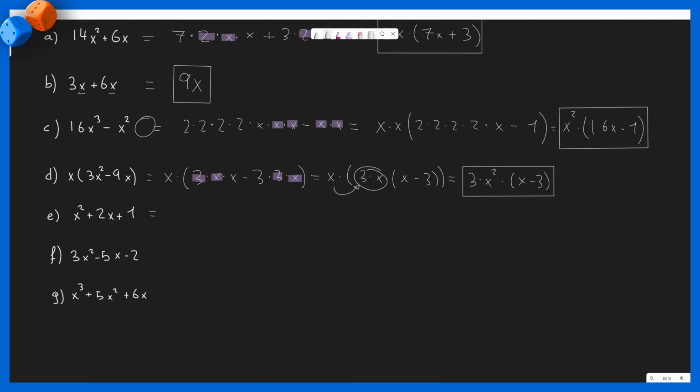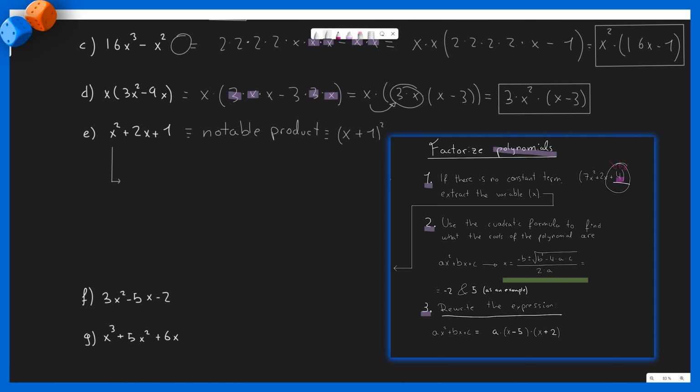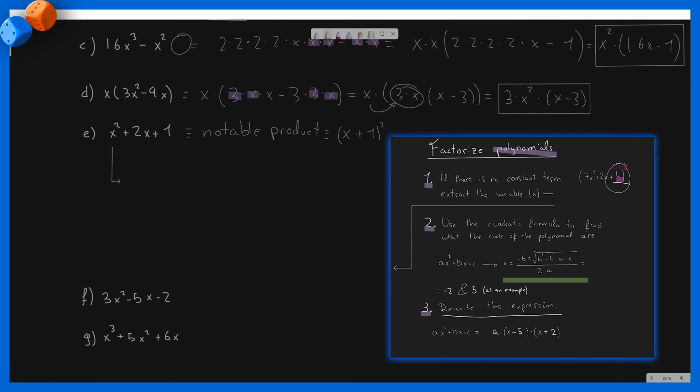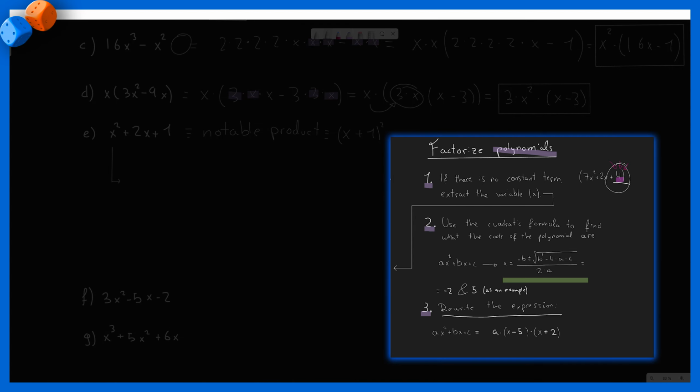The next expression may be known by some of you. It is a notable product, and in this case is written x plus 1 squared. However, we can apply the method I showed you. We can use the quadratic formula to get the roots and then factorize the expression. So that's what we will do.